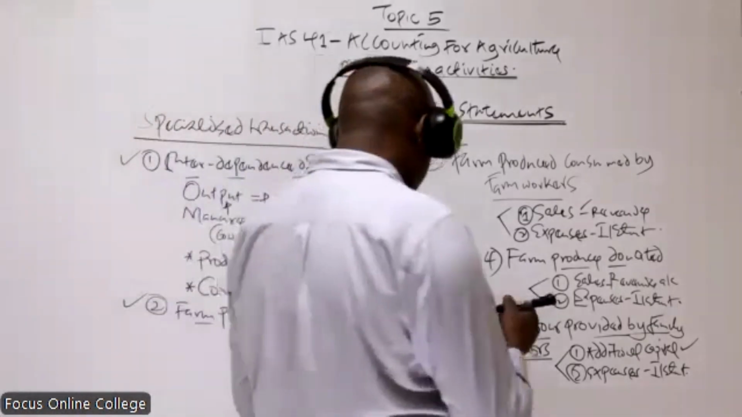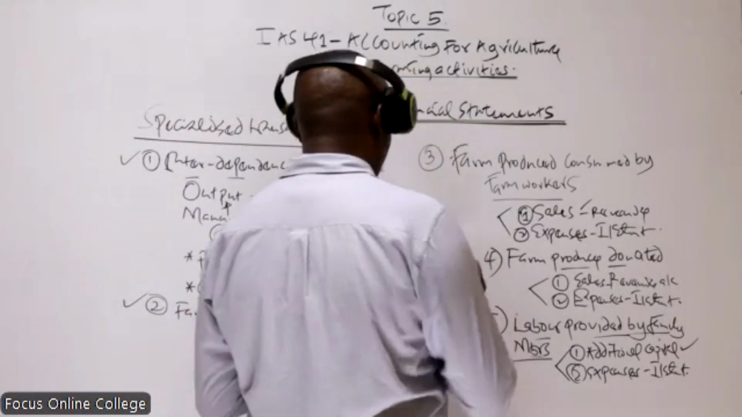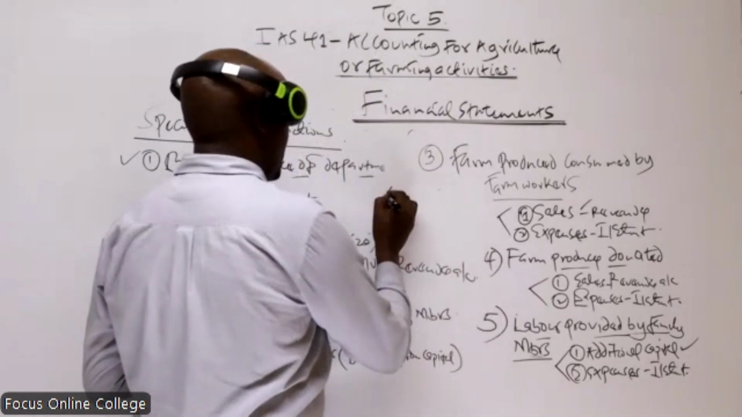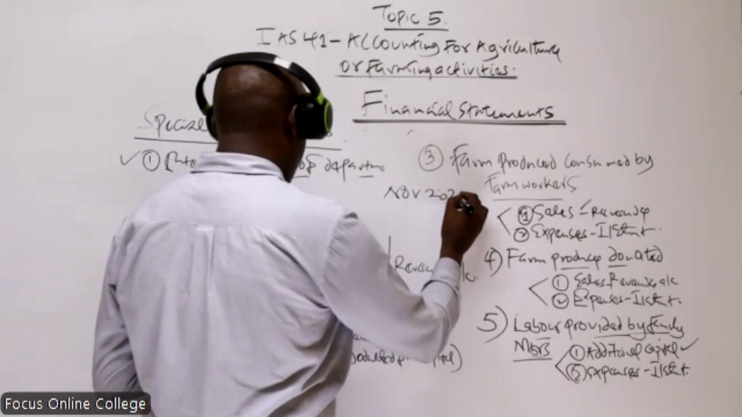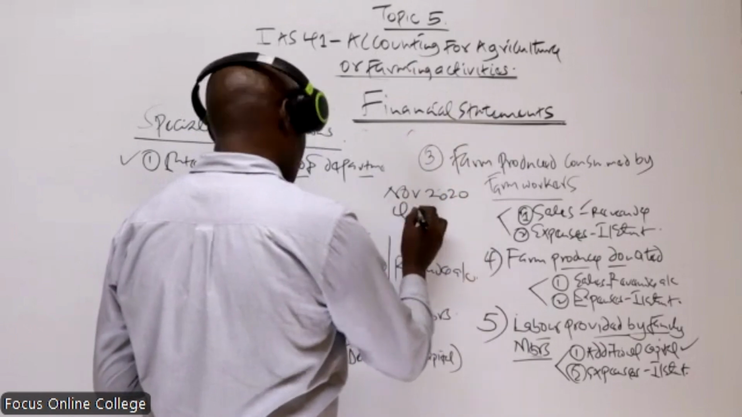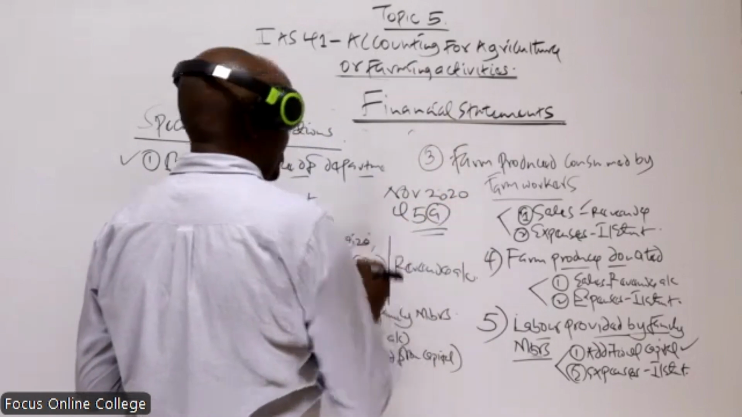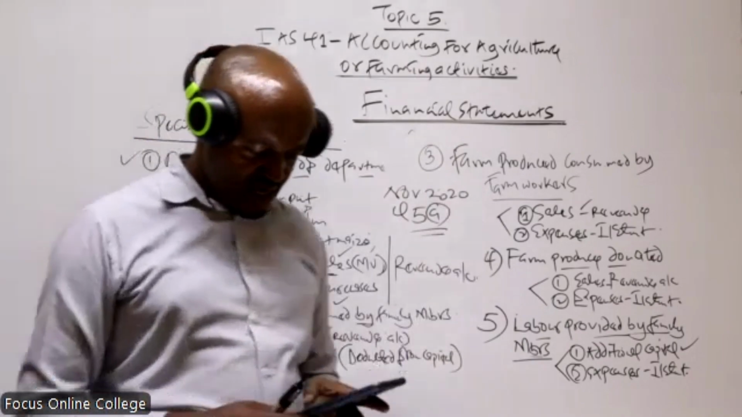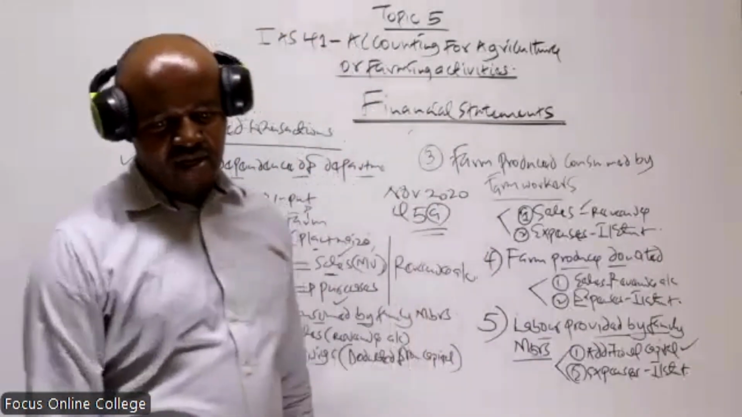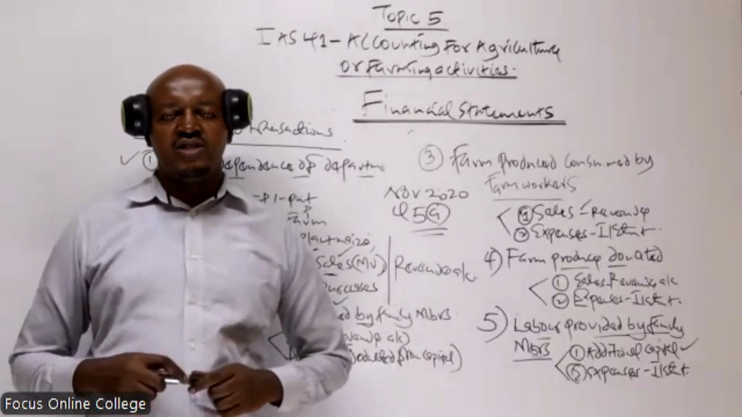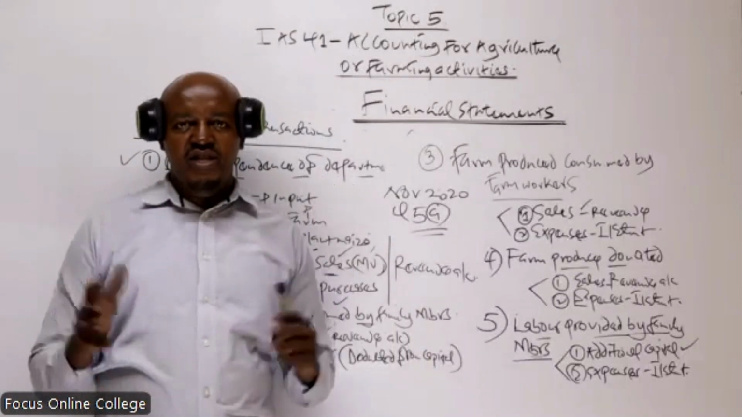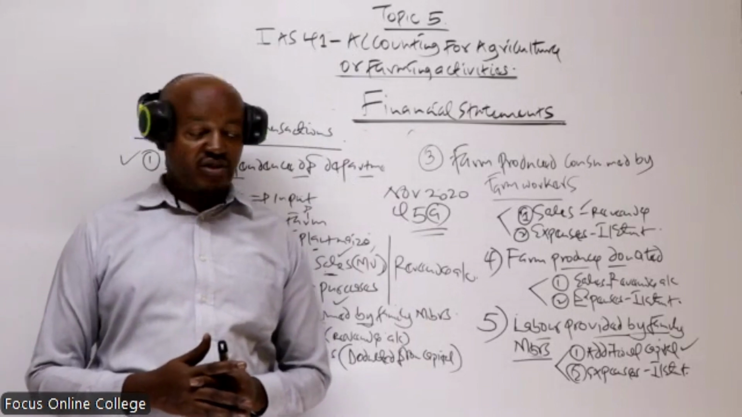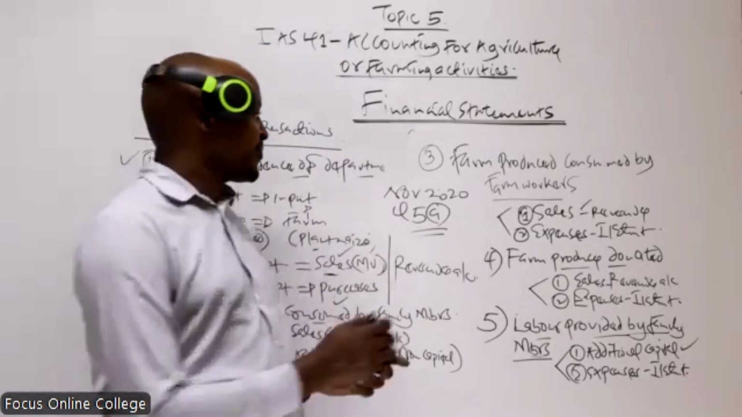Once we meet in our next session, we will look at a question in relation to this. I think the latest question was in November 2020, question 5A. That is the question we're going to do once we meet in our next class, basically on how to prepare the financial statements of a company involved in farming or agriculture activities. Our next class will be on Thursday.